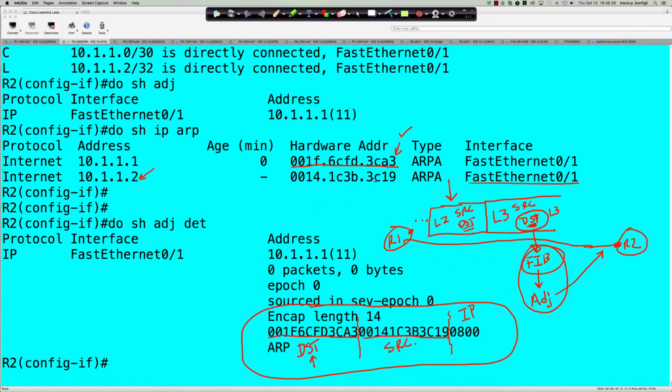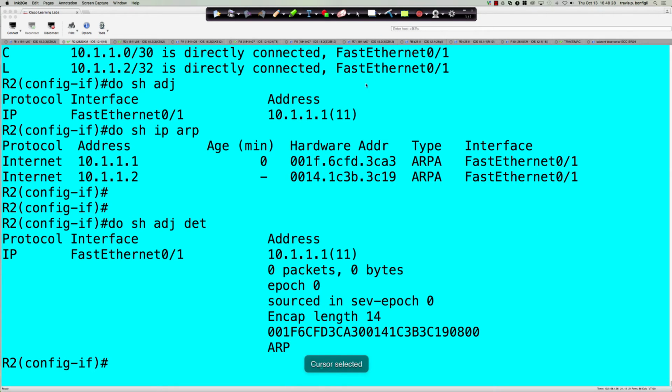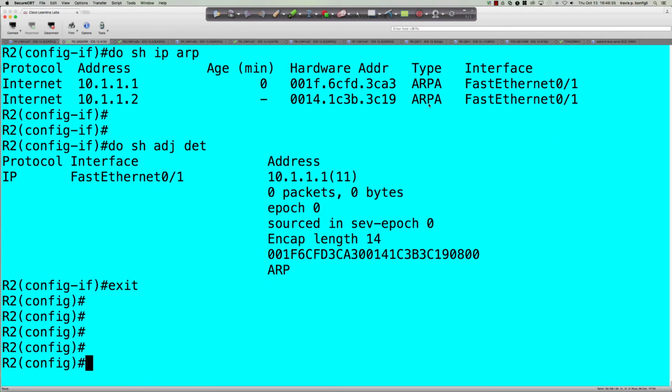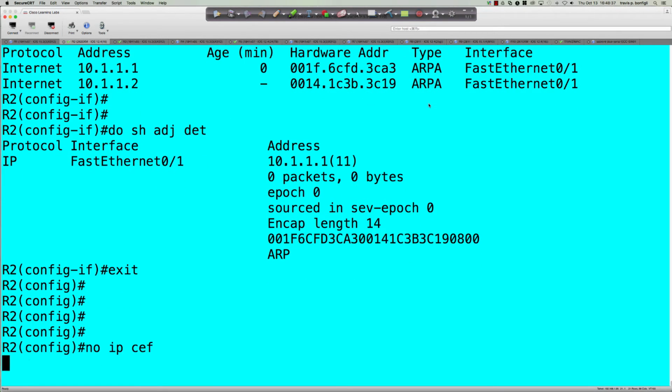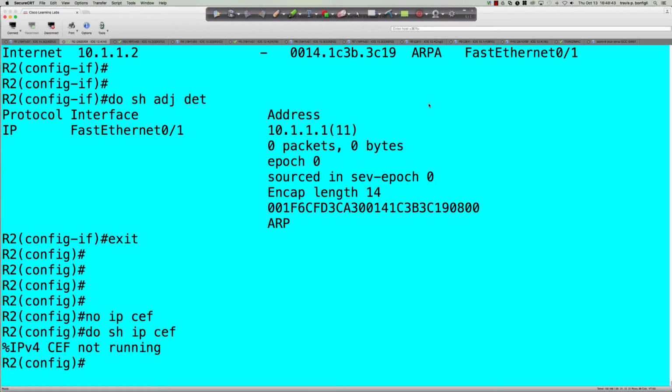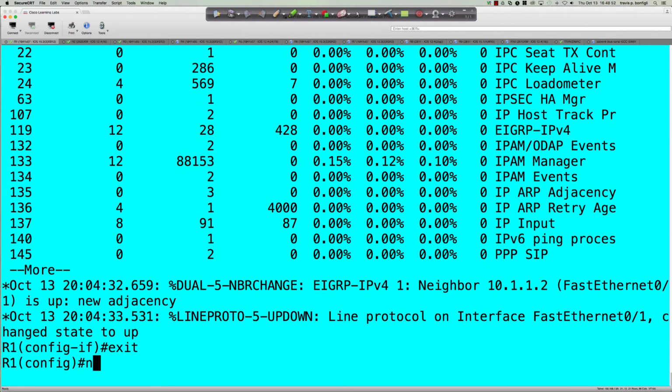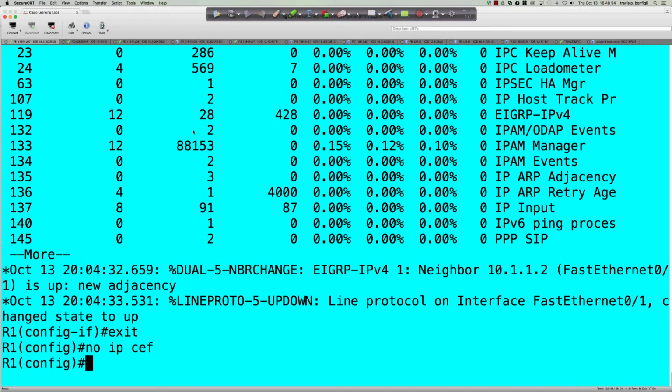And we see it happening here. So let's do this. I'm going to turn CEF switching off, and we're going to do it globally. If I say no ip cef, I have just disabled CEF switching. So now when I do show ip cef, we get IPv4 CEF not running. Okay, well, let's come over to router 1 here, and we're going to say no ip cef on this side too.